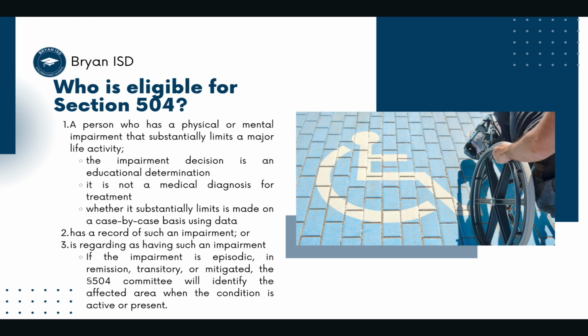And then for the last kind, if an impairment is episodic or in remission, then it's going to be considered substantially limits when it's active. So if the student has cancer and the cancer is in remission, the student would still probably qualify because that disability is based on when the major life activity is active.